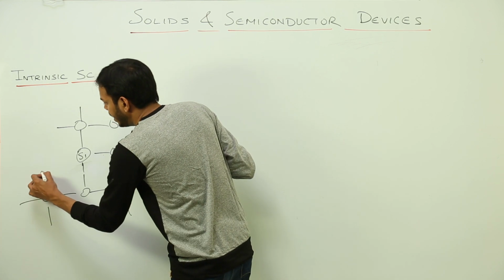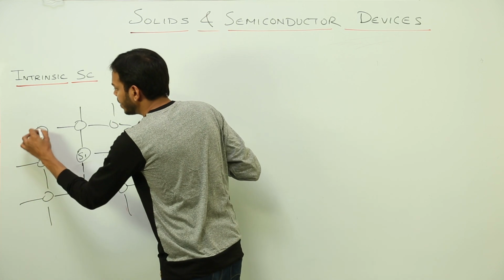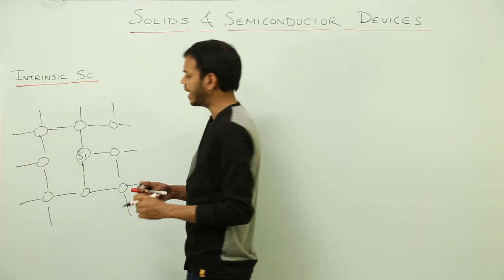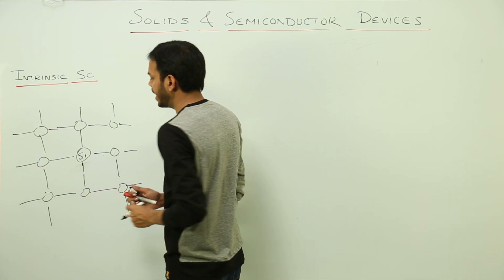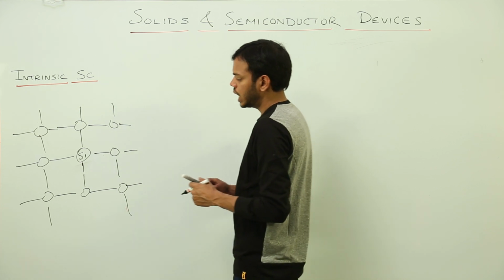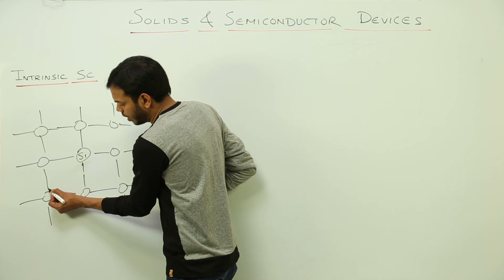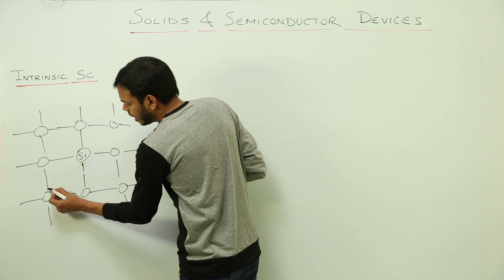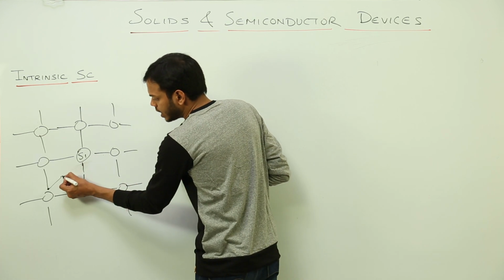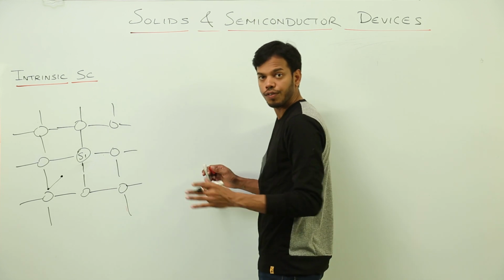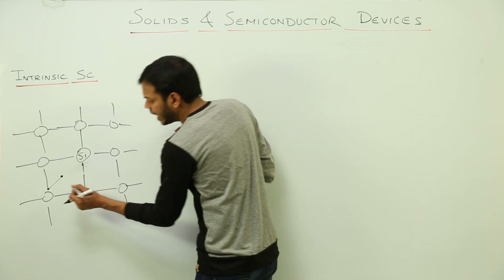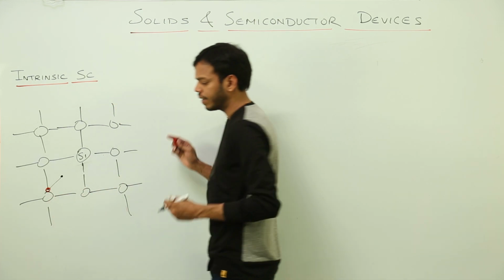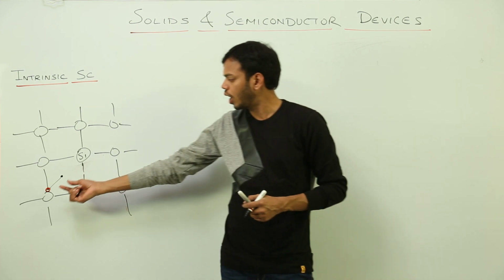So when this thing is happening, we have discussed about what? Conduction and valence band. So what is conduction band? I'll explain you. Suppose this electron here, okay, this electron breaks its bond and comes into free state. So this is an electron which is free from bonding, and what will be left? There will be a gap left. This gap is called hole.